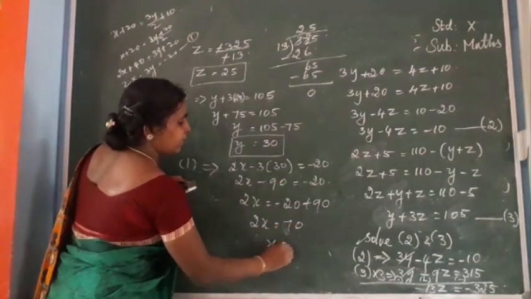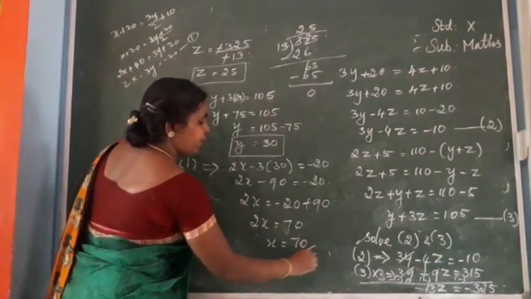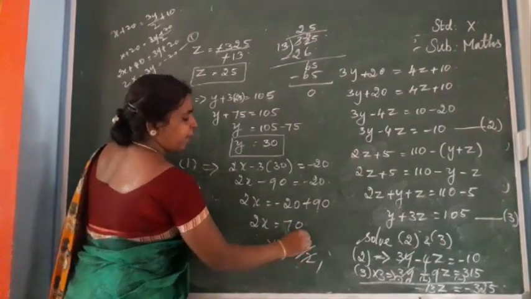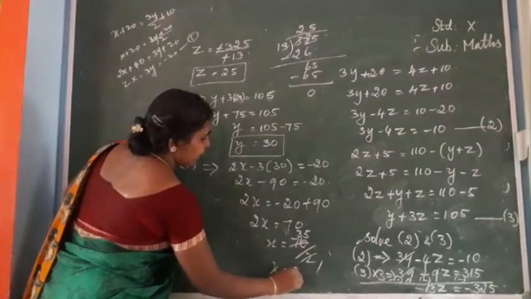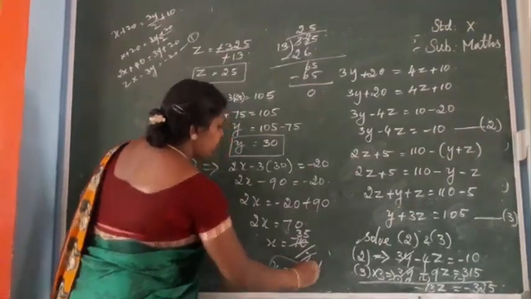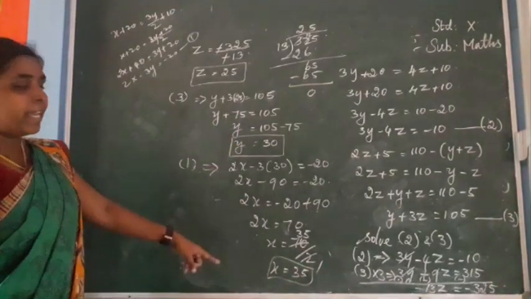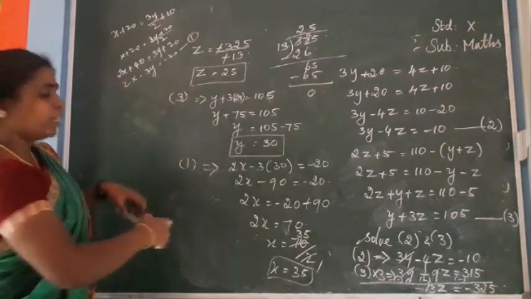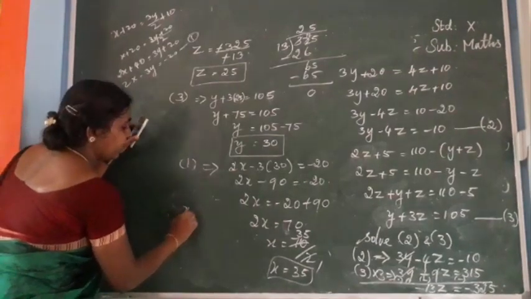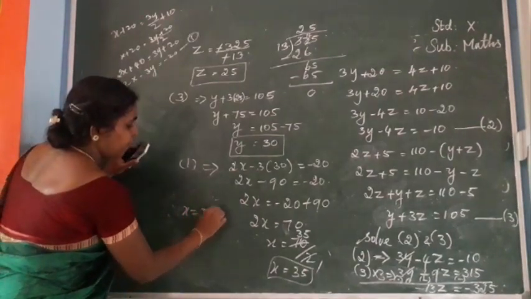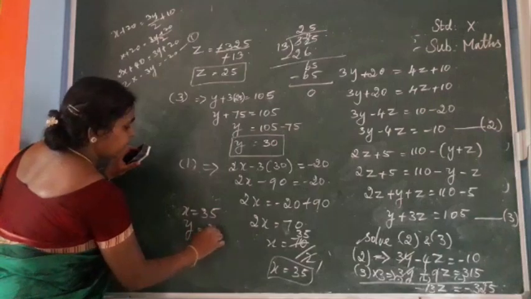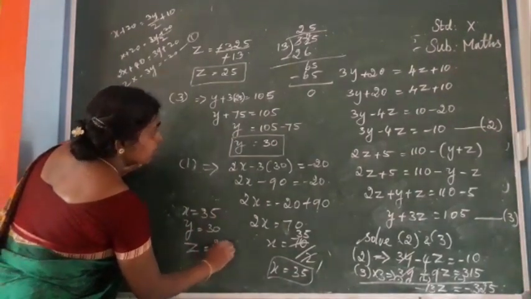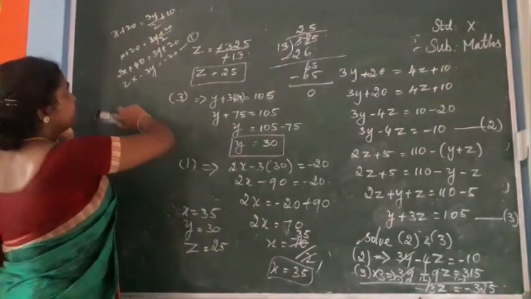So x equal to 70 by 2. Simplify: 3 2s are 6, remaining 1, 10, 5 2s are 10. x equal to 35. Anyway, we got the answer. So the answer is x equal to 35, y equal to 30, z equal to 25. Therefore, you have to write x equal to 35, y equal to 30, z equal to 25. Okay, we got the answer.